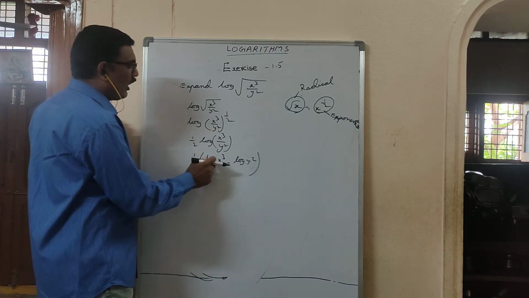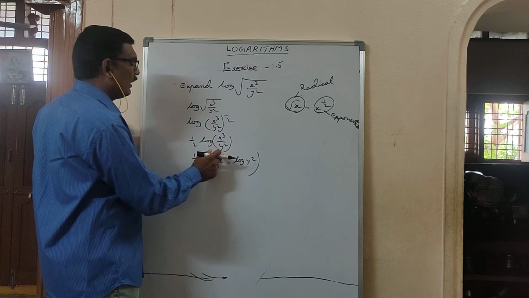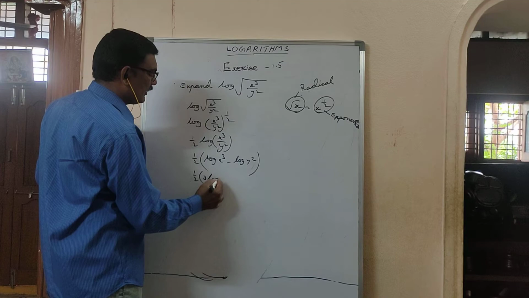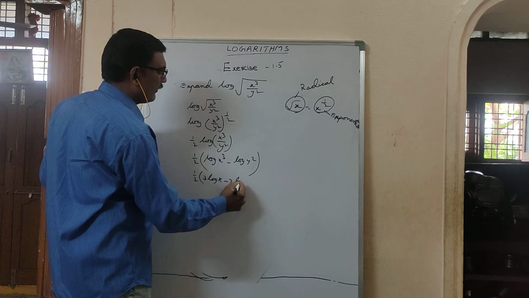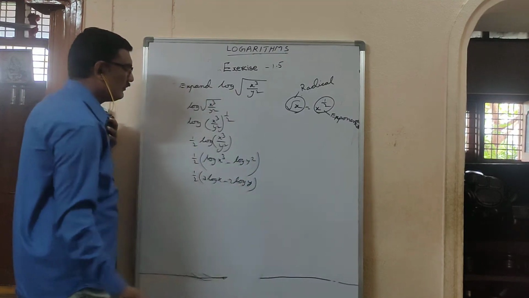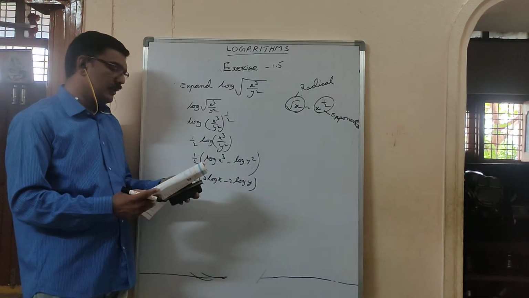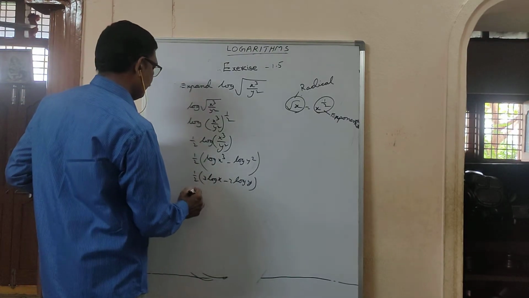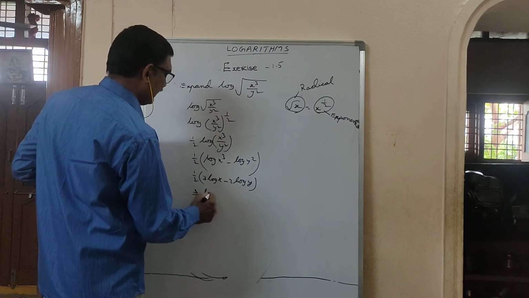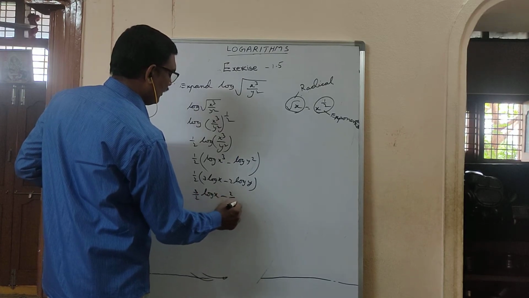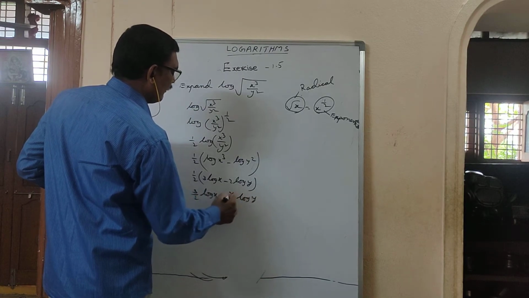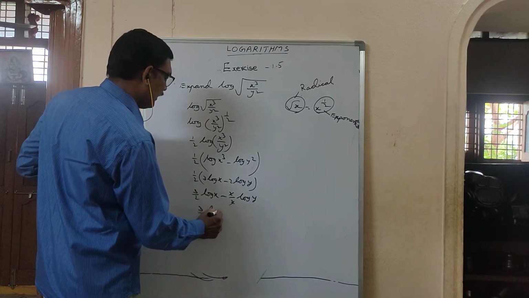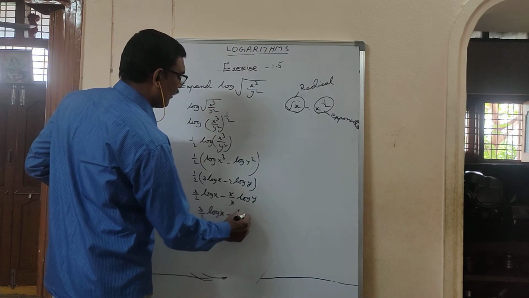Now log x cube, you are saying this 3 is a power, so it becomes the coefficient. Half into 3 log x minus 2 log y. Still, what you have to do is multiply with the half. Then 3 by 2 log x minus 2 by 2 log y. What is the value of 2 by 2? It cancels and is 1. The answer is 3 by 2 log x minus log y.